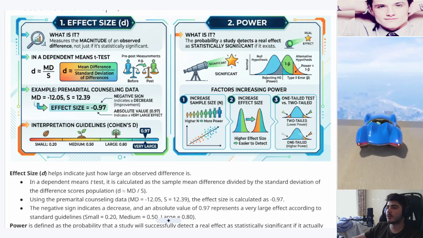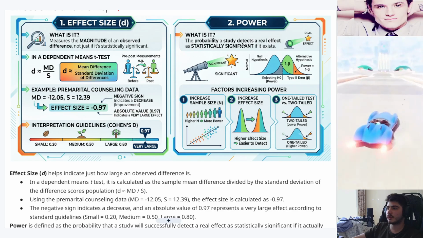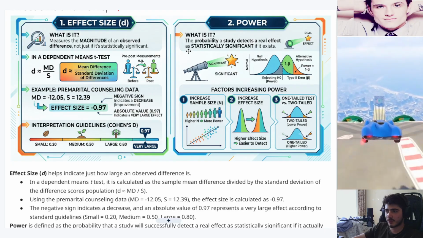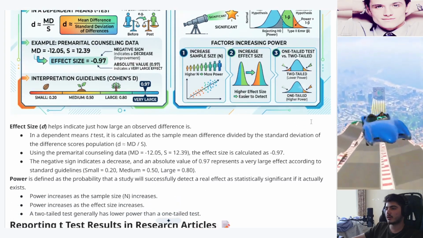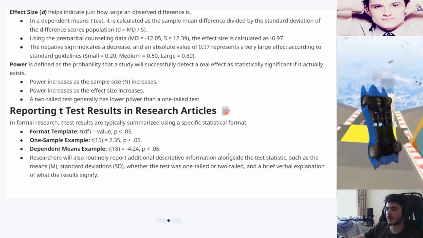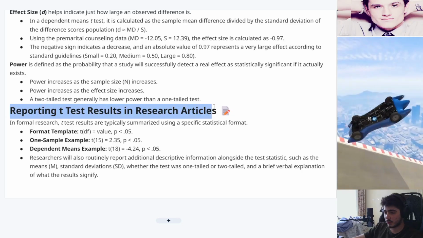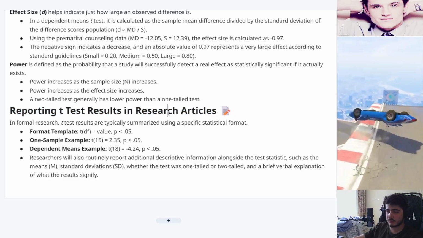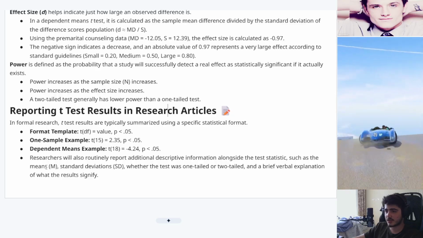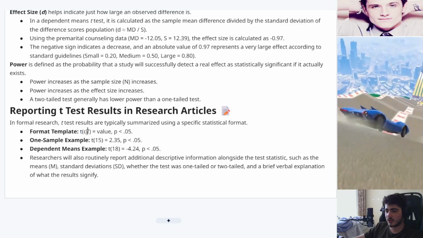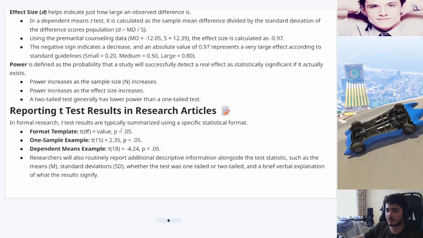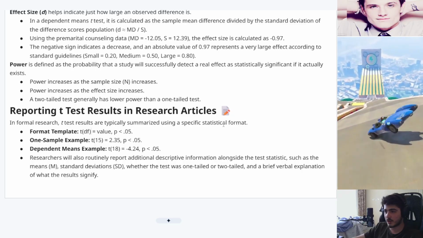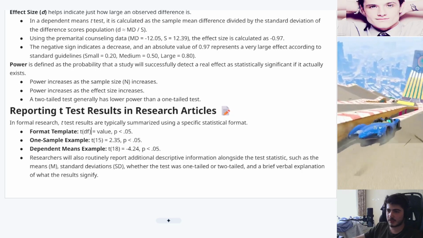And what is power? It is the probability of a study detecting a real effect as statistically significant if it exists. We all know about power by now. I don't think we need to know how to report a t-test result in research articles, but just in case, you do df in parentheses, values, p smaller than 0.05. And that's it.